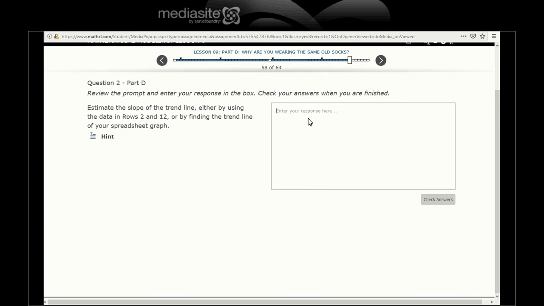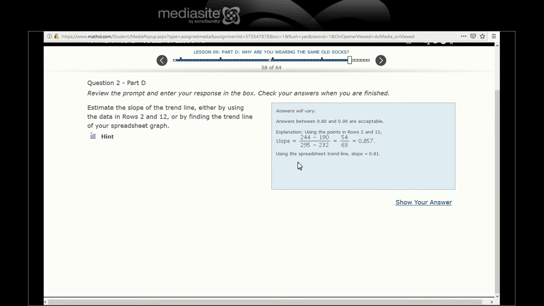So the slope of the graph is 0.8108. All right. They picked two data points out of the table and figured it out. Spreadsheet, 0.81. More accurate.